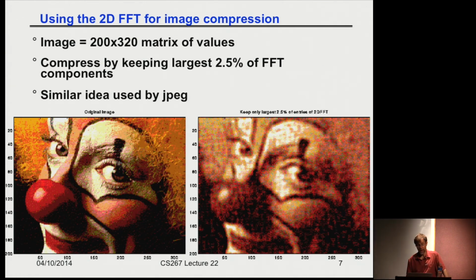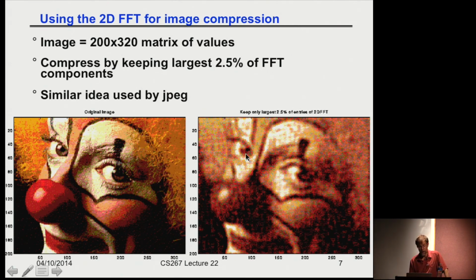Now, how does JPEG work? JPEG uses a similar idea, except what it does is it takes this image and it breaks it up into little 8x8 blocks of pixels, and it does a 2-dimensional FFT. It actually does something called the cosine transform. I'll tell you what that is, to each block. And then it says, now how do I compress that? It doesn't throw away the smallest entries. It just takes each entry and rounds it to a few bits. And that's how it saves all the storage.